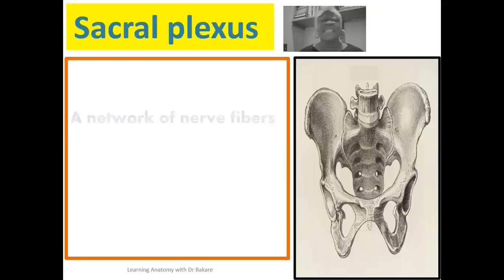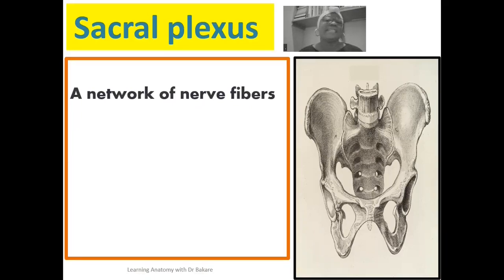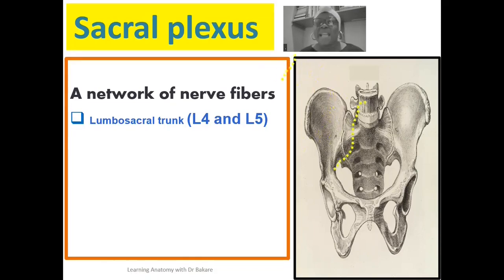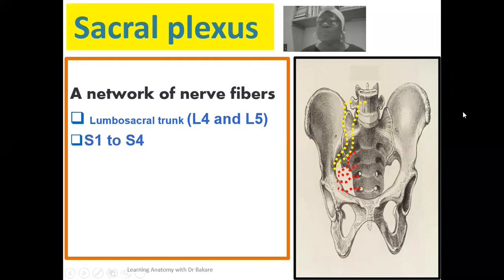The sacral plexus is a network of nerve fibers that originate basically from the lumbosacral trunk. This is what is highlighted here in yellow, and also from the sacral spinal nerves from S1 to S4. And this is what is also highlighted here in red. So you see contributions from these two segments, which include the lumbosacral segment, which basically involves the L4 and L5 spinal nerves, and also the sacral spinal nerves, which include S1 to S4. These two will come together to form the sacral plexus around the posterolateral part of the pelvic cavity.